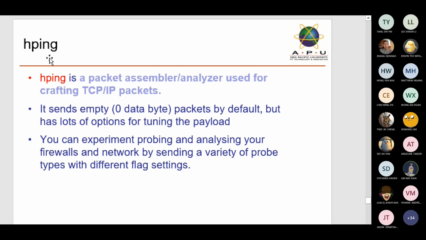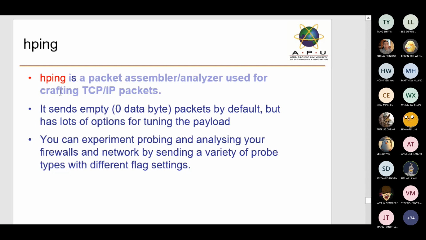HPing is a special utility that we can use for what they call packet crafting. Basically, it lets us create a packet with whatever data we want, whatever flags we want set, whatever addresses we want in it. HPing just puts up the blank template and lets us fill in the blanks.